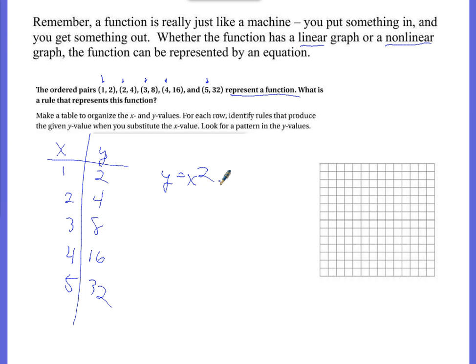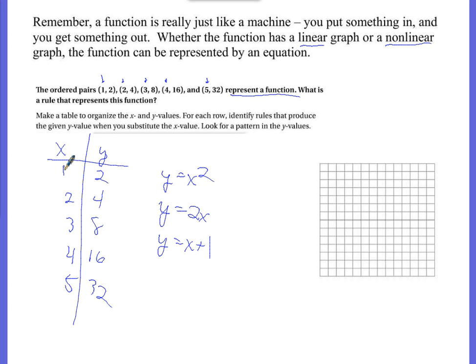So look at this first one right here. What could I do to 1 to get to 2? I could square it. We could multiply by 2. So I could maybe have y equals 2x. How else could I get from 1 to 2? Add 1 to it. So I could have y equals x plus 1. Anything else I could do? No? Okay. So then we have some ideas of what could happen.